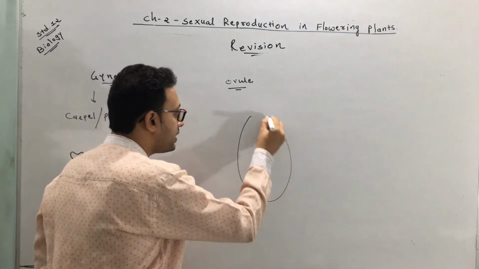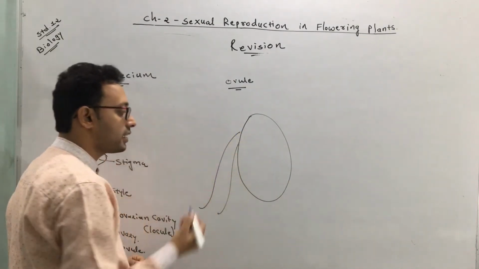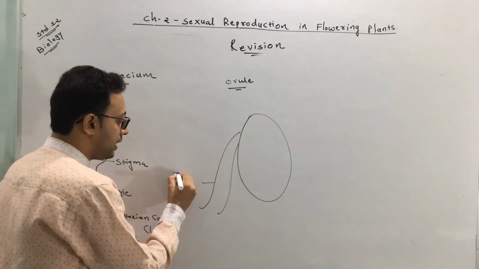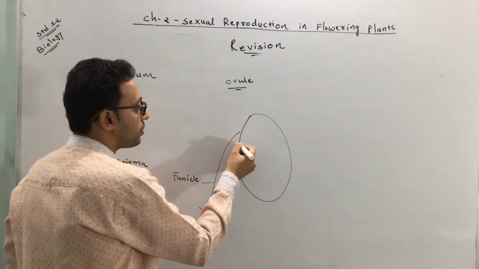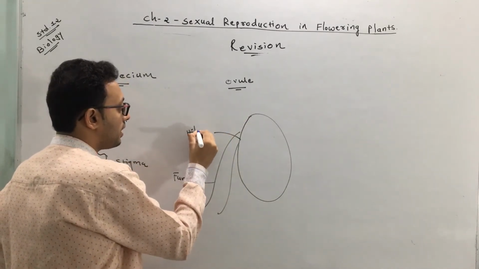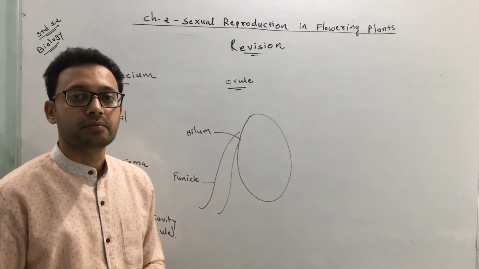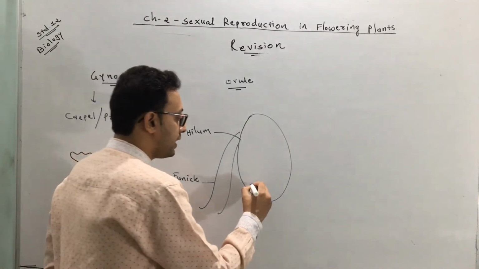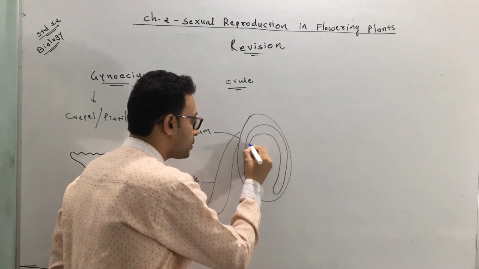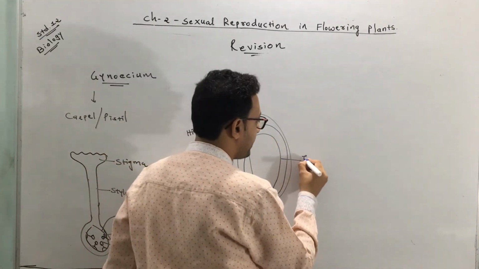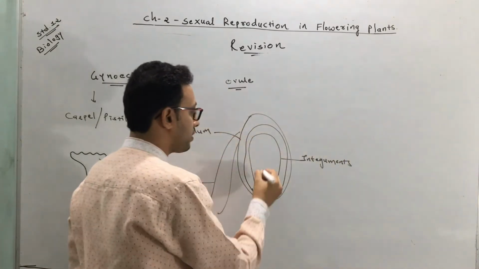This ovule is oval in shape, and that is attached with a stalk-like portion. This stalk-like portion is called the funicle, and the portion of the ovule to which it is attached is called the hilum. Means the region of the ovule to which the funicle is attached is called the hilum. Now this ovule contains 2 layers, and these 2 layers are called integument, the covering of the ovule.